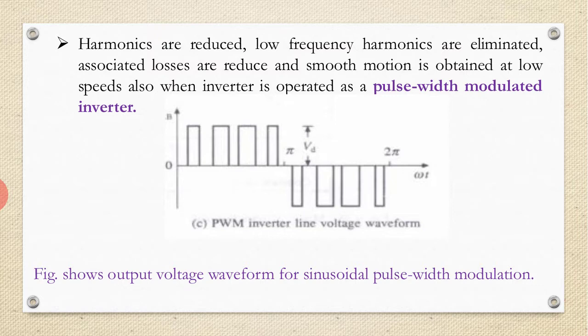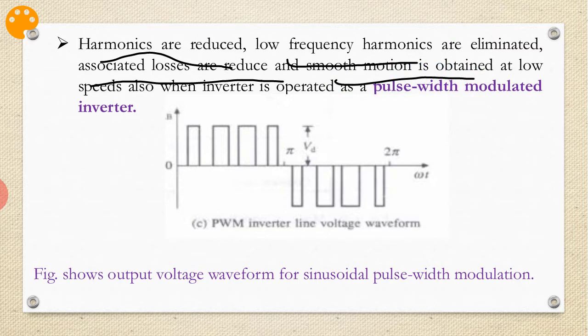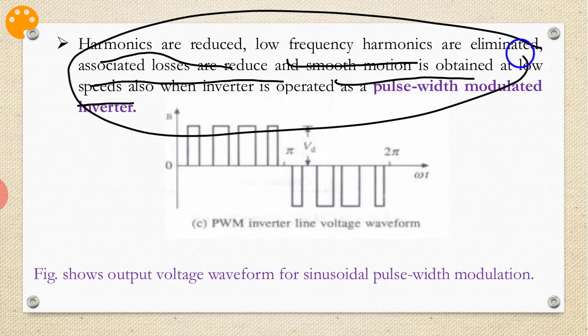When the PWM inverter is used instead of a stepped wave inverter, these are the advantages we obtain. Harmonics are reduced, low frequency harmonics are eliminated, losses are also reduced, and smooth motion is obtained at low speed. These are the advantages of using pulse width modulation.